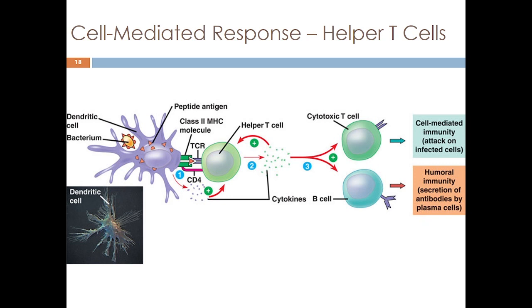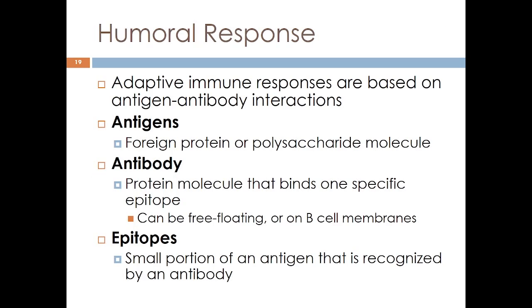So if you want a way to remember the difference between helper T cells and cytotoxic T cells, it's pretty easy in their names. Helper T cells are going to just be helping the immune response to get started. They help other cells to become activated, whereas cytotoxic T cells specifically go around and kill infected cells. Cytotoxic, right? Cell killing.